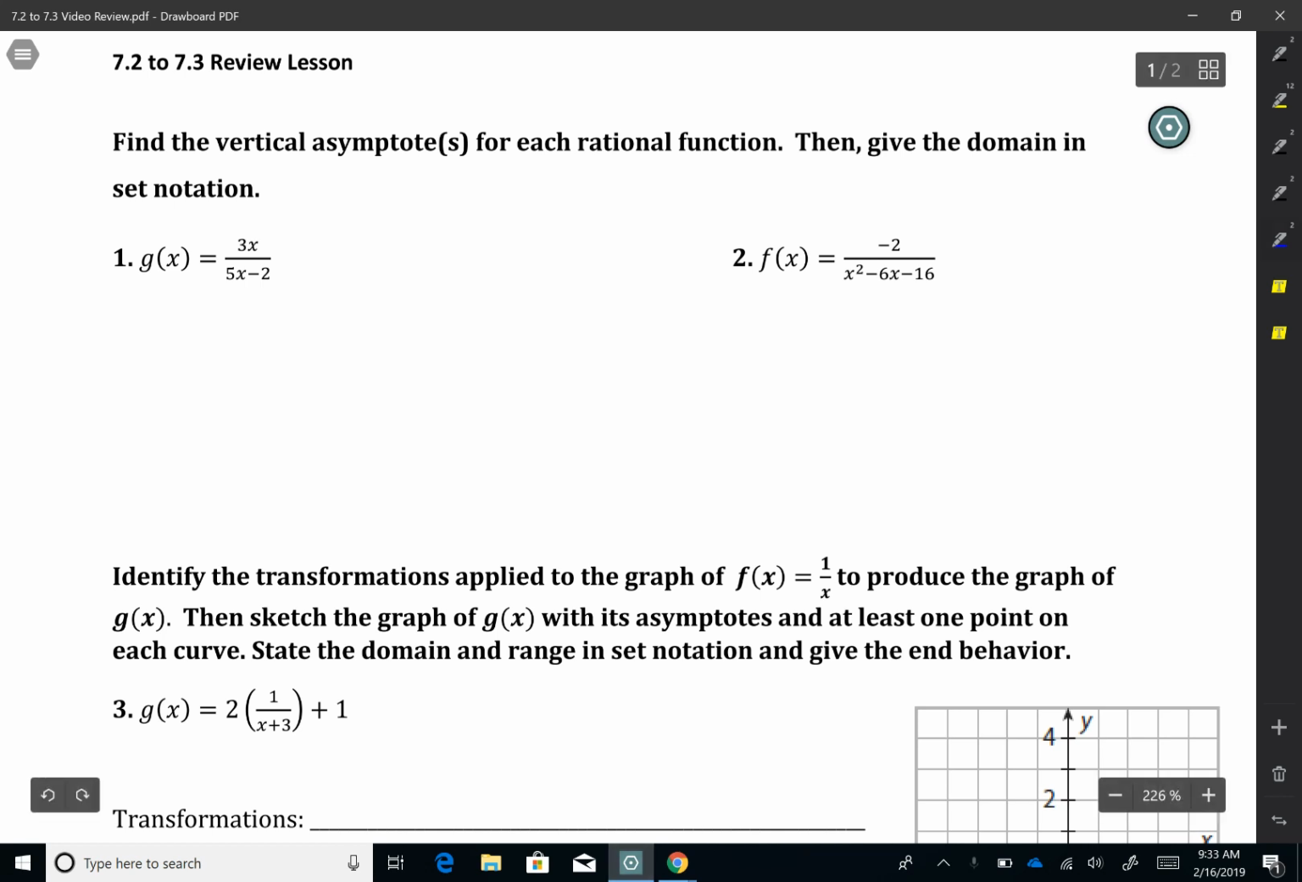The first thing we did is we identified vertical asymptotes of rational functions, and then we talked about how the domain is related to those. So we're going to start with that. Number 1 is g of x equals 3x over 5x minus 2.